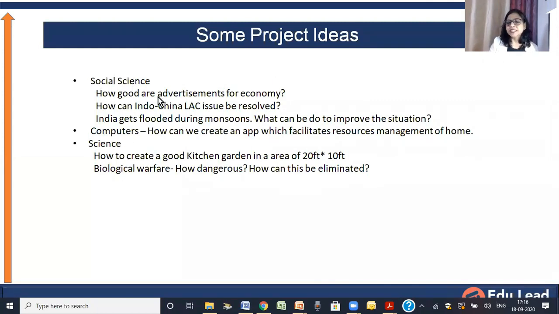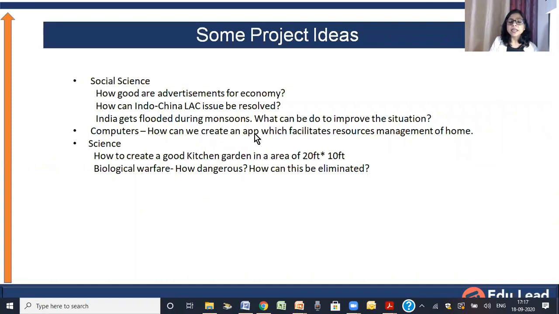Or you can maybe change the question a little and make it bigger. The scope could be more. How can the Indo-China LAC issue be resolved? That's another big thing, which can include history, geography, economics, and languages, of course, and so many other things. Then, India gets flooded during monsoons. What can we do to improve the situation?